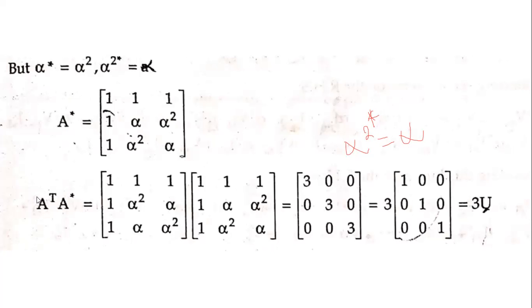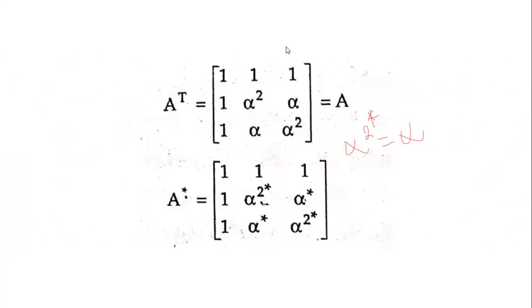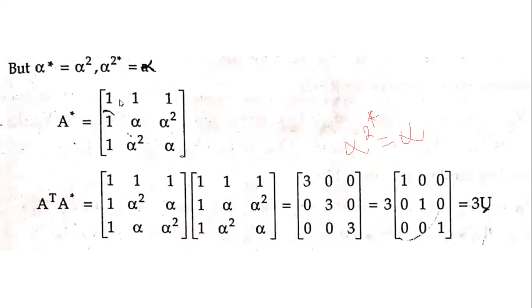Then we multiply A transpose into A conjugate. What is the A transpose matrix? 1, 1, 1; 1, alpha square, alpha; 1, alpha, alpha square. And the A conjugate matrix is 1, 1, 1; 1, alpha, alpha square; 1, alpha square, alpha. Multiplying both matrices, we obtain 3, 0, 0; 0, 3, 0; 0, 0, 3.